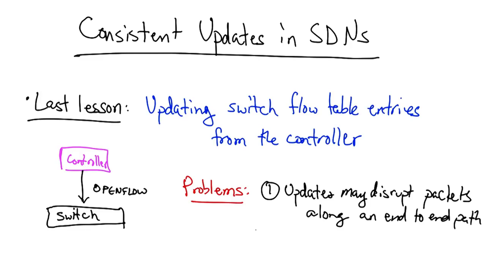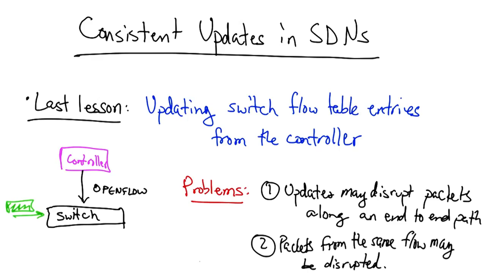So for example, updates to multiple switches along a path in a network that occur at different times may result in problems such as forwarding loops. Additionally, if updates to the switches along an end-to-end path occur in the middle of a flow, packets from the same flow may be subjected to two different network states. These two problems are known as consistency problems.